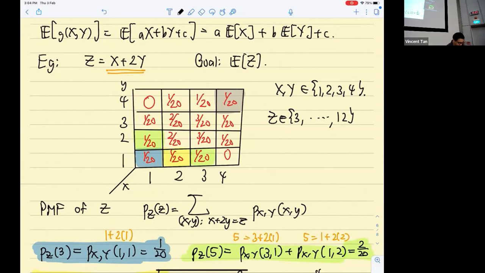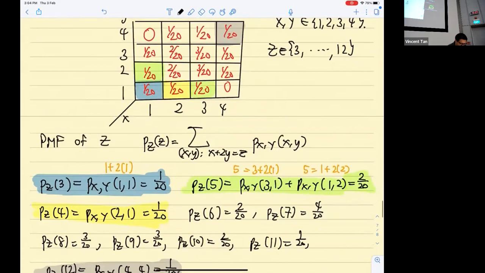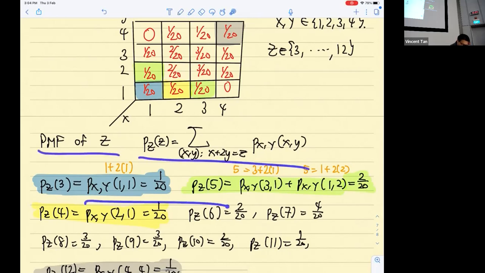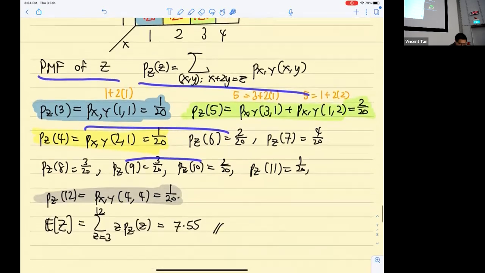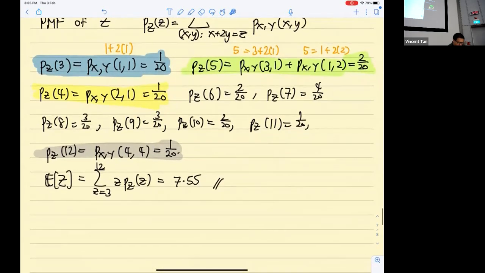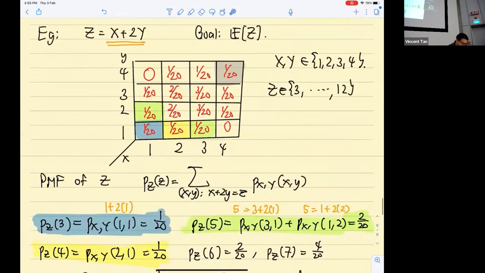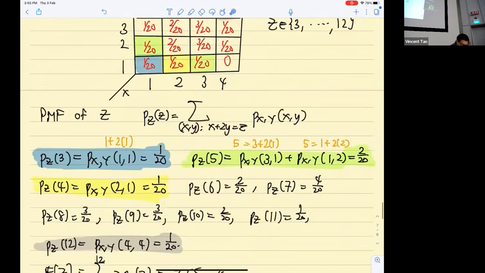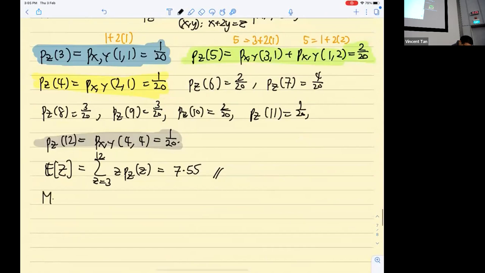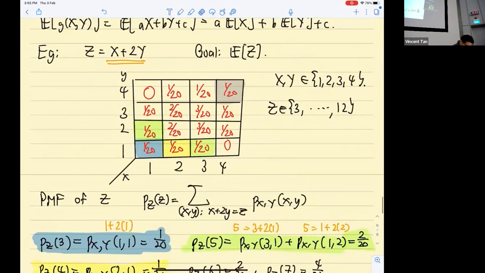Okay. So as you can see here in this particular example, if we compute the probability mass function PMF of Z in this long-winded way, it takes too much time. Okay. So if we want directly the expectation value of Z, it's basically this. There is, of course, a more direct way of doing so. Okay, so this is method two. All right, this is basically method one.